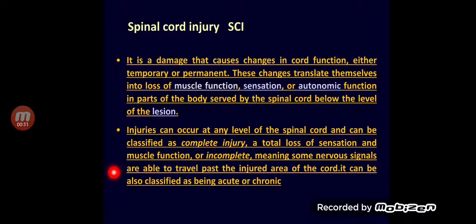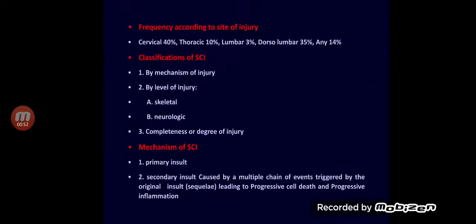The injuries can occur at any level of the spinal cord and can be classified as either complete, that is, there will be a total loss of sensation and muscle function, or incomplete, which means that some nervous signals are able to travel past the injured area of the cord itself. It can also be classified as either chronic or acute. We talked previously that the cervical region is the area most affected.